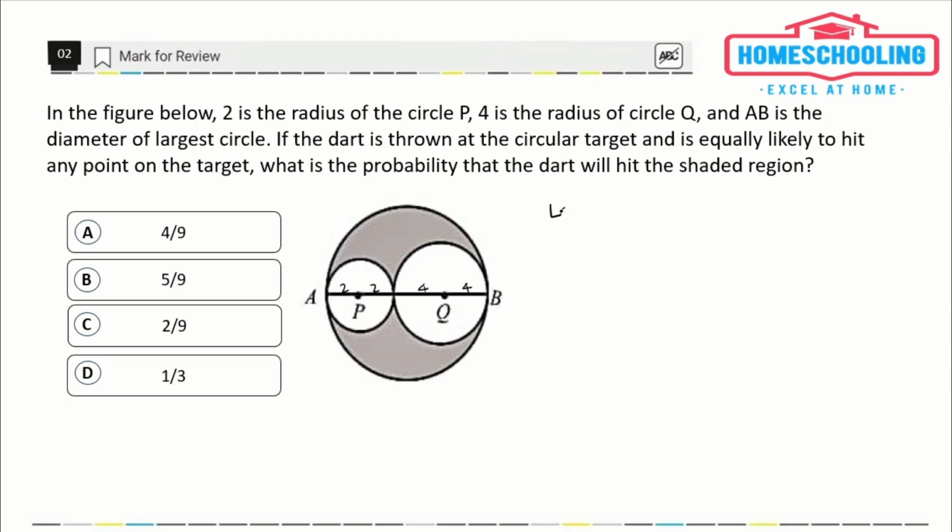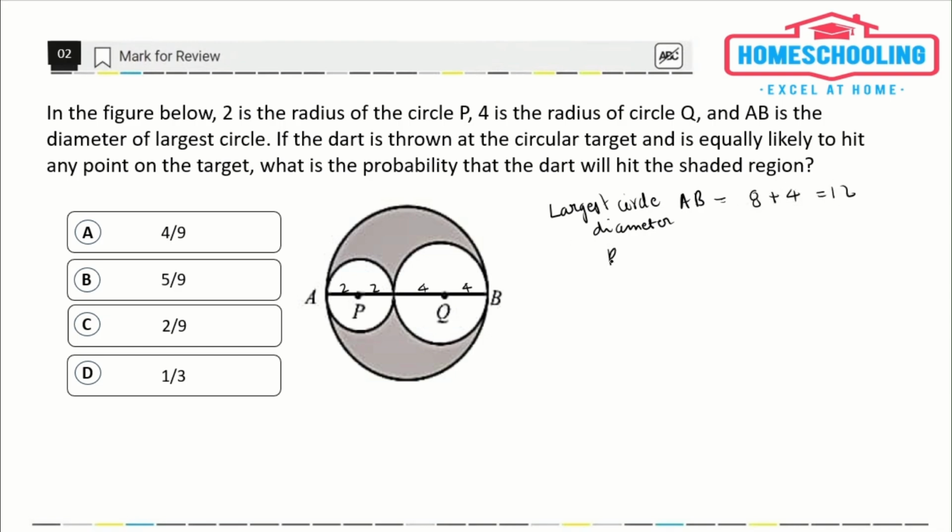So the largest circle AB, the largest circle diameter AB is equal to 2 plus 2, 4, and 4 plus 4, 8. So 8 plus 4 is equal to 12.